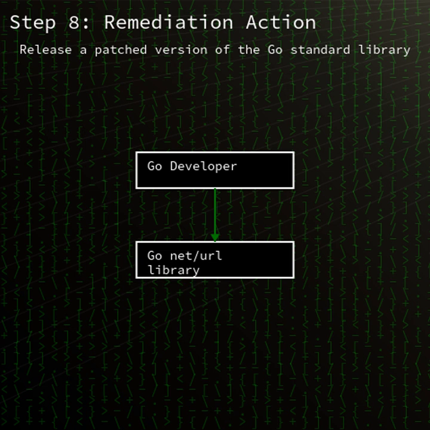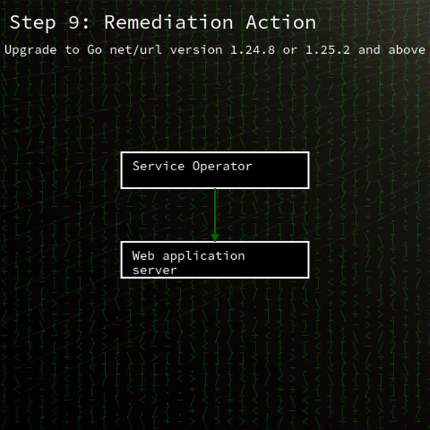The issue was publicly disclosed on the 29th of October 2025 and patched on the 30th of October in Go 1.24.8 and Go 1.25.2. All users of Go who rely on the net/url package should upgrade immediately to Go 1.24.8 or Go 1.25.2 or later. Apply vendor and distribution patches.